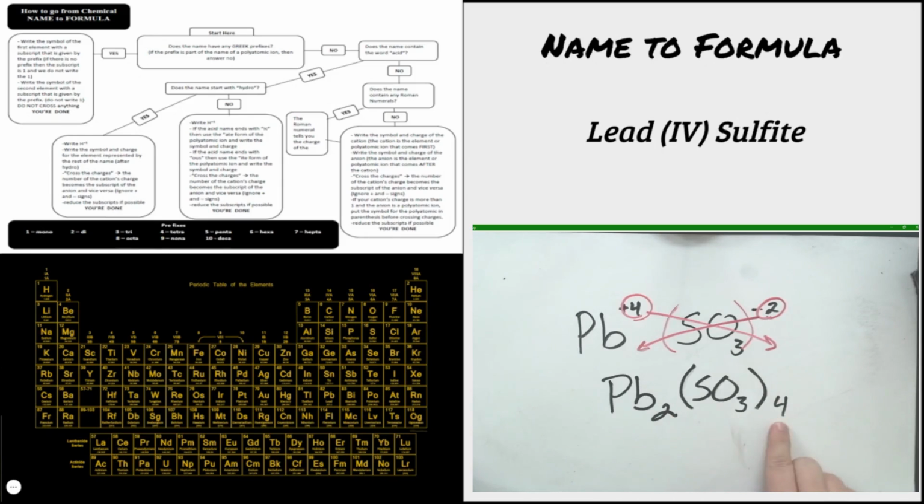So 2 and 4 can be reduced. So I'm going to divide them both by 2. That becomes a 1. This becomes a 2. So my final formula is Pb, keep the parentheses, SO3, 2. There is my final formula for lead 4 sulfite. All right.